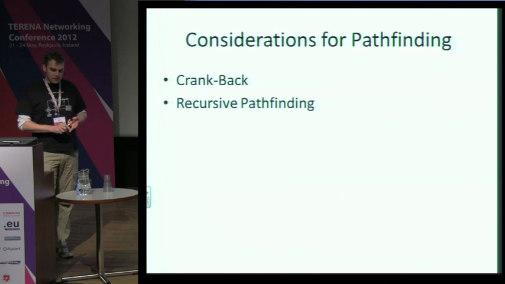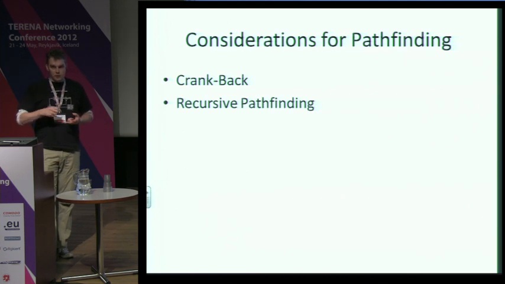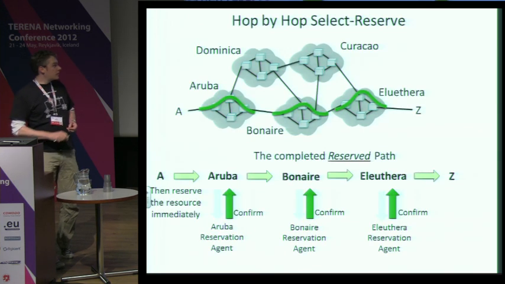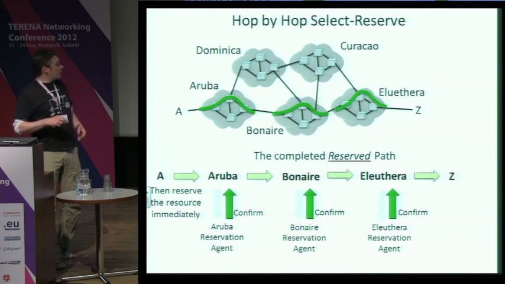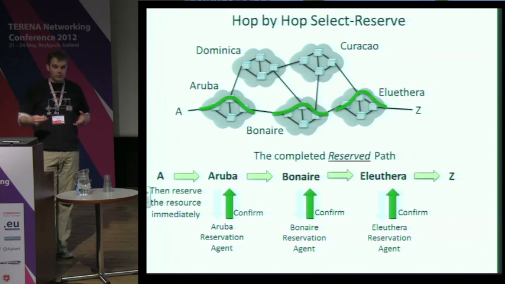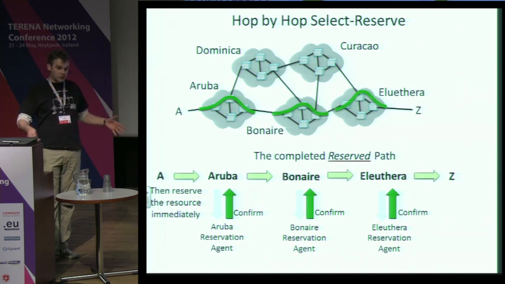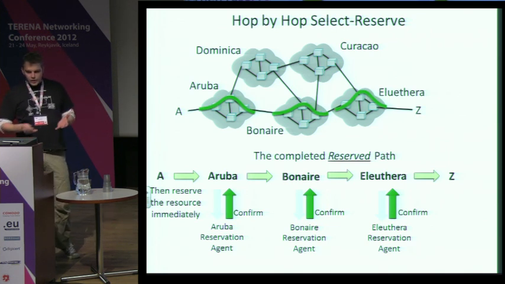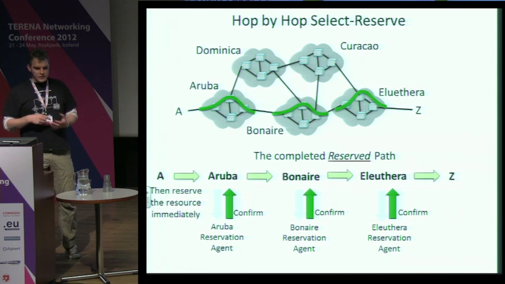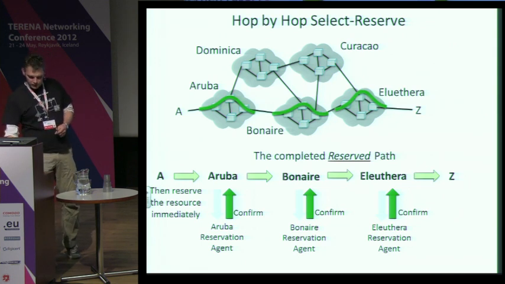The second thing is that pathfinding may be recursive. The pathfinding itself is a global view of the topology, but it may be that this domain actually is giving you an abstract representation of the network, and internally it may do another pathfinding. So this domain may represent a very large group of resources, and internally they do pathfinding as well. This limits the complexity for the end user to doing the pathfinding at first.